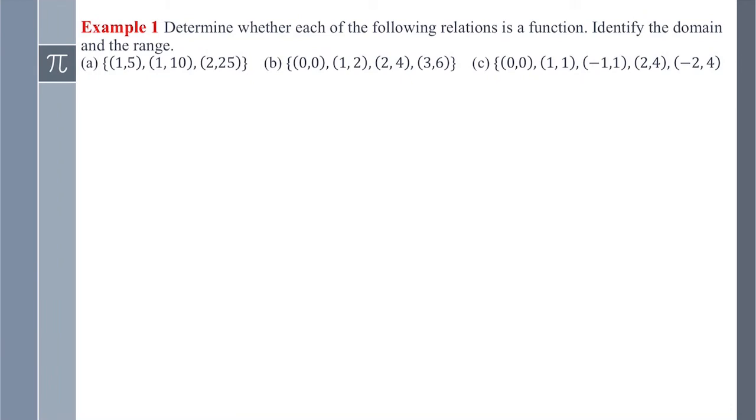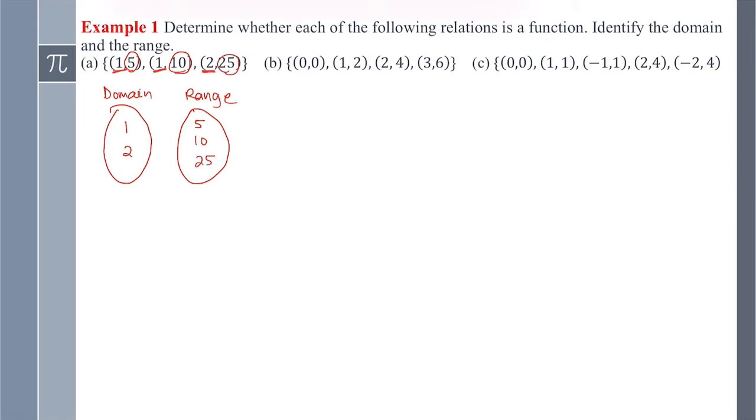So let's look at some examples here. We are given different relations here, and we need to identify whether each is a function or not. Maybe it's easy to determine that if we draw the mapping diagram. So for the first one, let's write the domain. In the domain we have the first numbers, 1, 1, and 2. We don't have to repeat that, so we can just write 1, and then 2. And in the range, we have 5, then 10, and then 25.